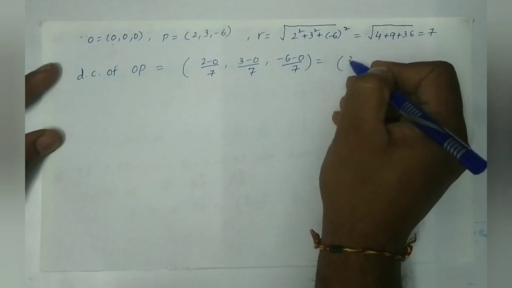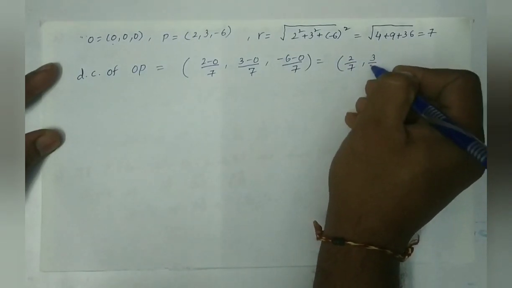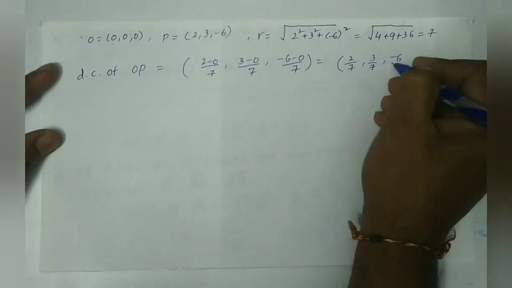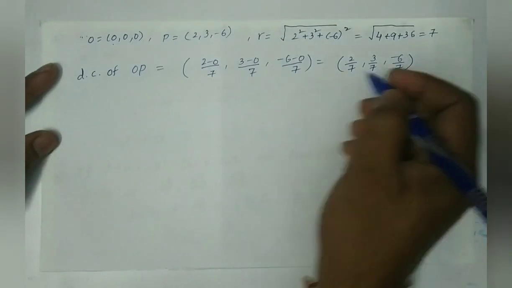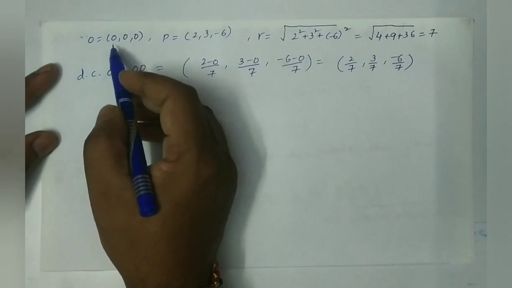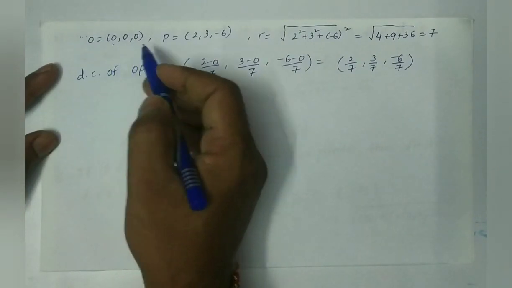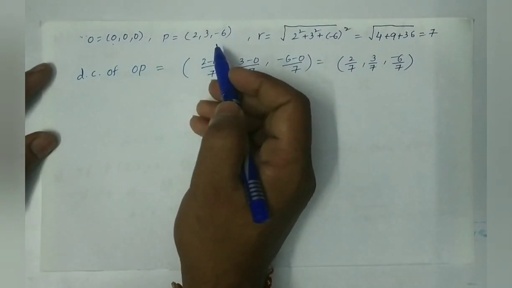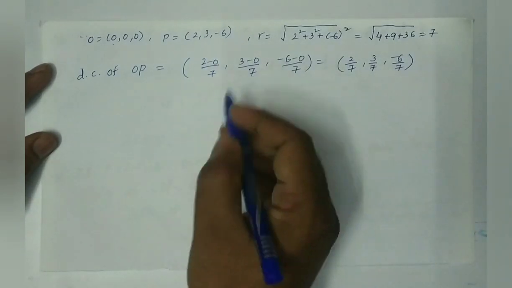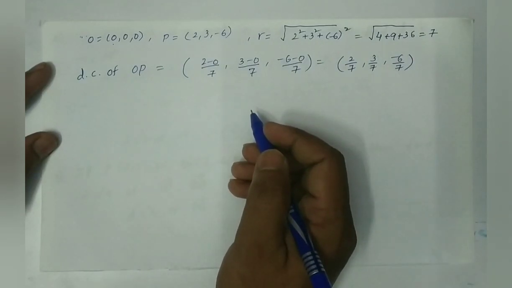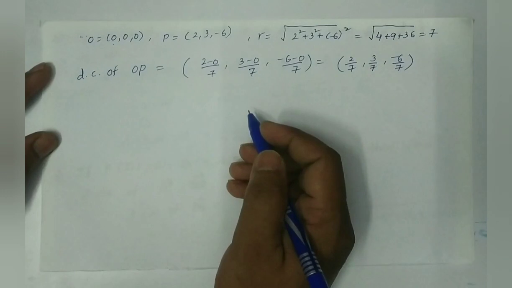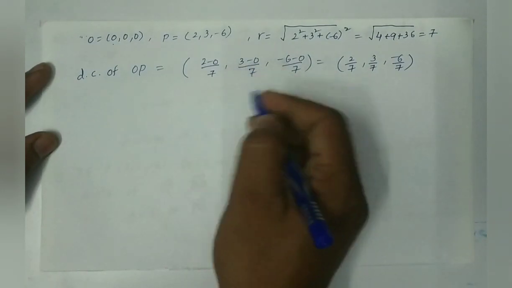Okay, so which is equal to 2 by 7, 3 by 7, minus 6 by 7. So these are the direction cosines of the line joining the points O (0, 0, 0) and P (2, 3, minus 6). Similarly, we have to find the direction cosines of QO and also PQ. For finding direction cosines of OP, QO and PQ, we just have to follow this procedure.